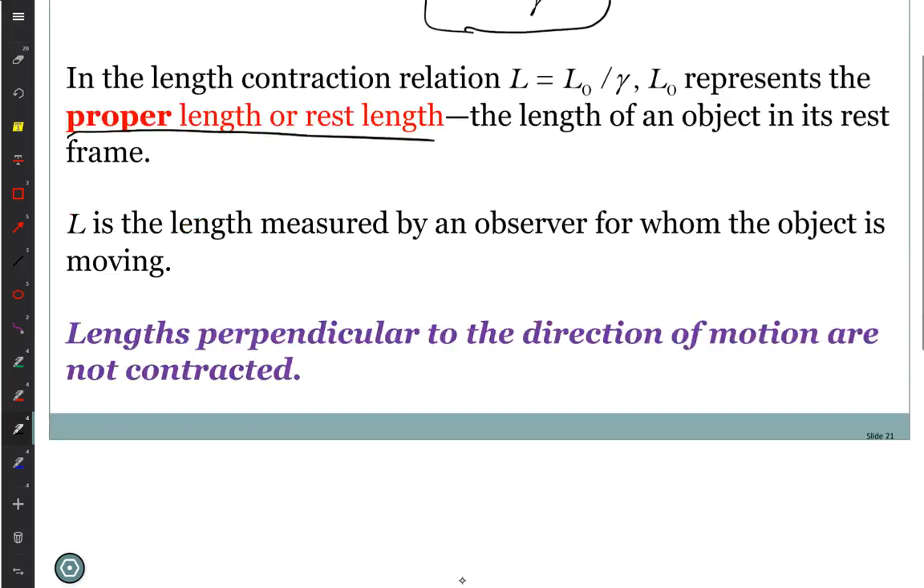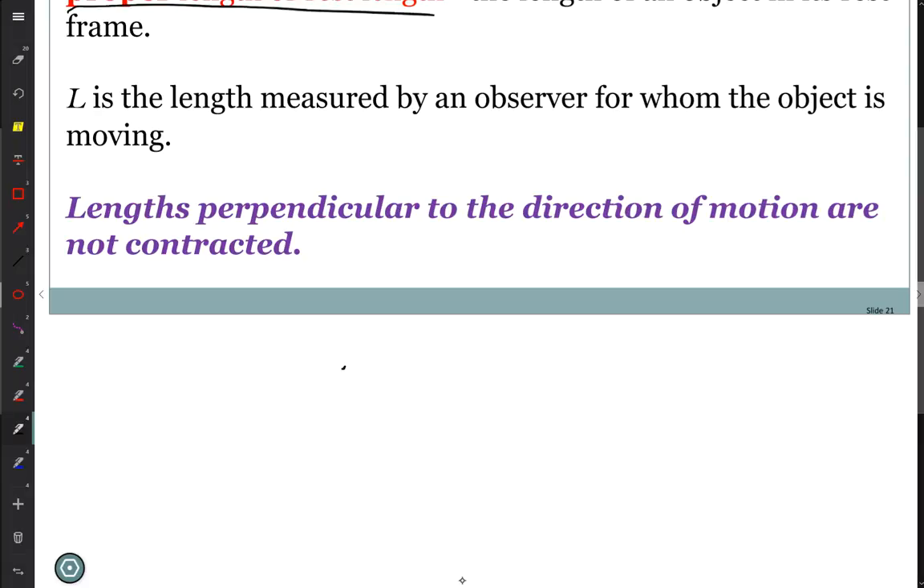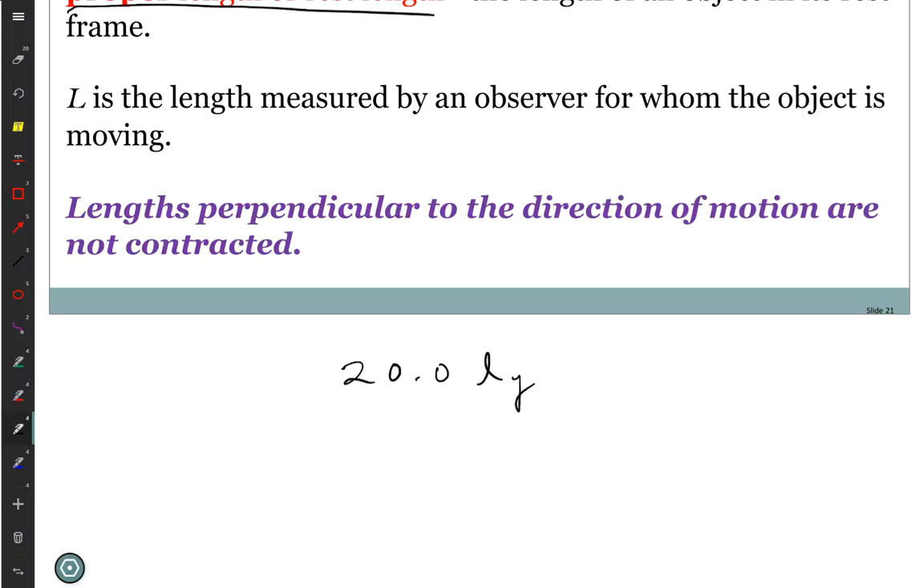So if we go back to the problem I did, we had a distance that was 20 light years. That was measured by somebody on Earth. Is that going to be the proper length for the distance between Earth and the star, or a contracted length? The question you have to ask is, imagine that there's an object that goes from Earth to that star. Was that object stationary as measured by Earth, or was it moving as measured by Earth? Stationary. If it's stationary as measured by Earth, then the Earth is the proper reference frame for measuring the length. So this is equal to the proper length.